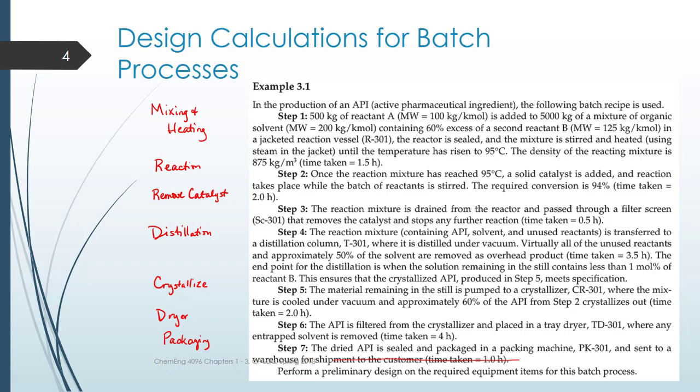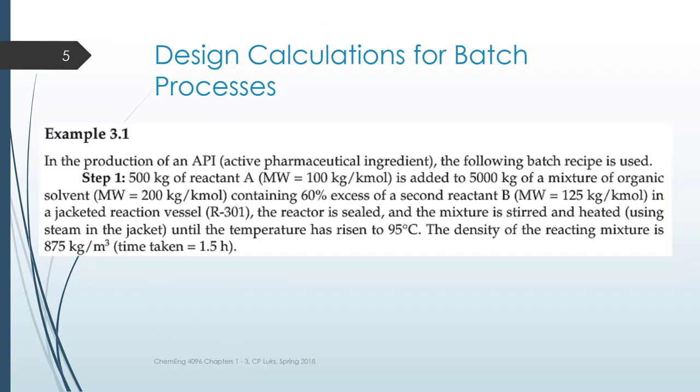And they want you to do a preliminary design on the required equipment items for this batch process. So they go through these, each one, with great detail. We're going to not use quite so much detail. So step 1 is the mixing of the product and heating it to the point where it's ready to react. They give us molecular masses, they give us masses of each one, they give us specifications about what the purities are.